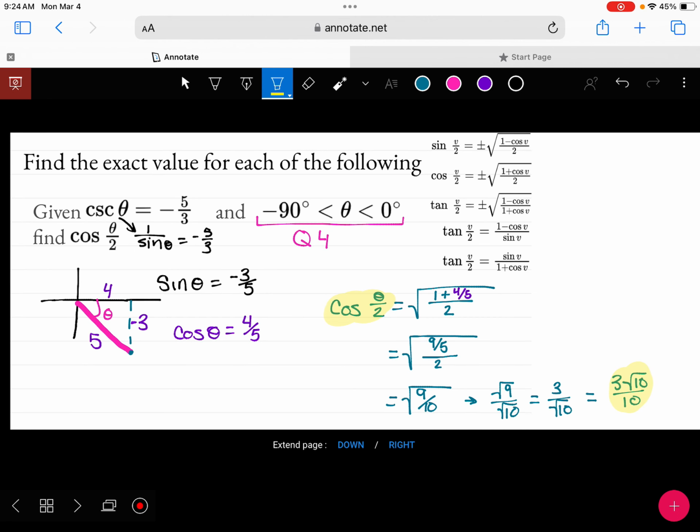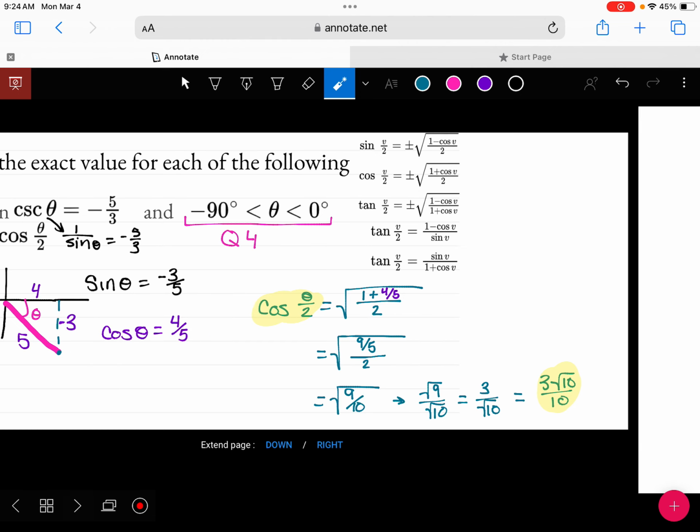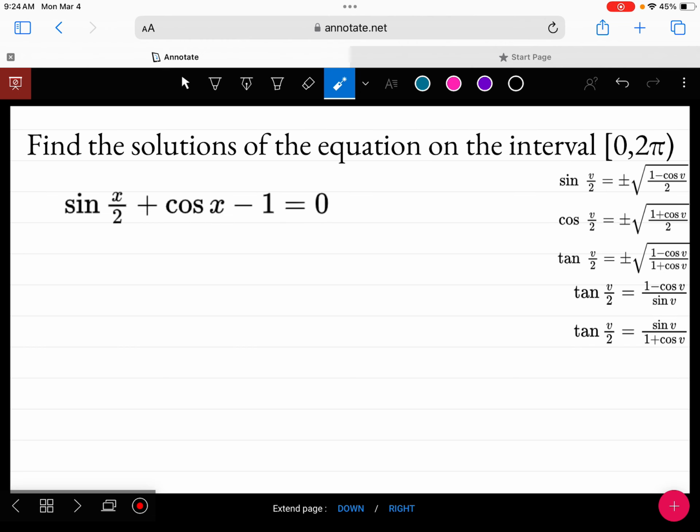Okay? So this is the kind of problem they give us a lot. It is not the only kind of problem on the homework, though. So let's go look at some of those other kinds. So we're finding solutions on the interval, where we have one of our half angles inside of what we're solving.